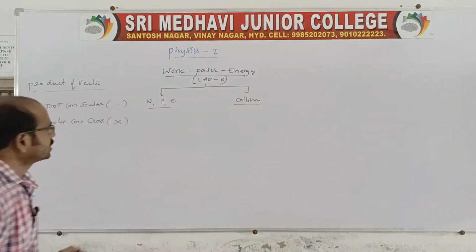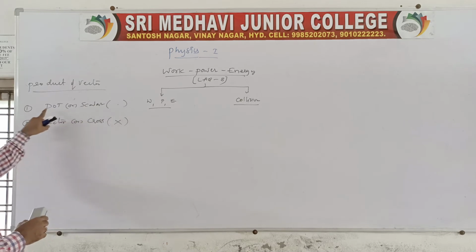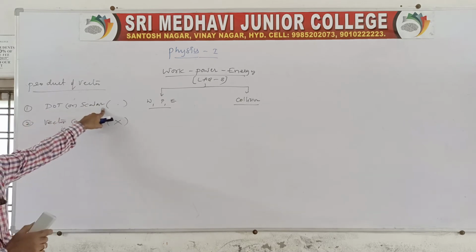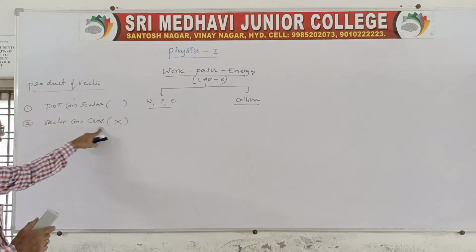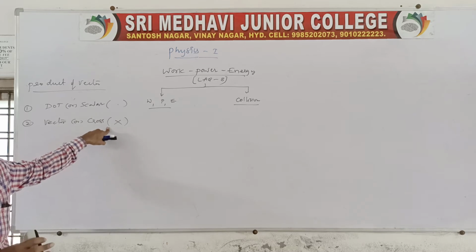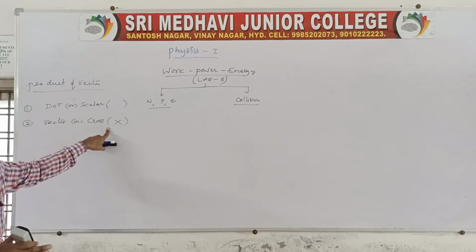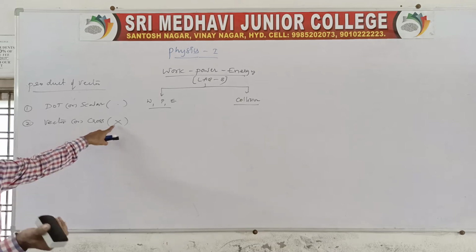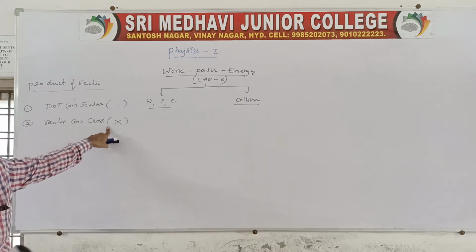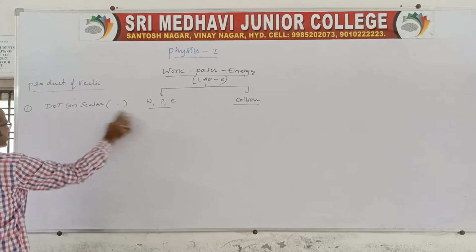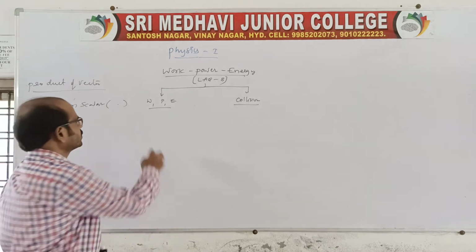Here in this chapter, work, power and energy, we will only discuss the dot product. The cross product is in the next chapter, that is, system of particles and rotational motion, the 7th chapter. We will cover that concept there, so leave it here right away; it is not required. Let us move on now.